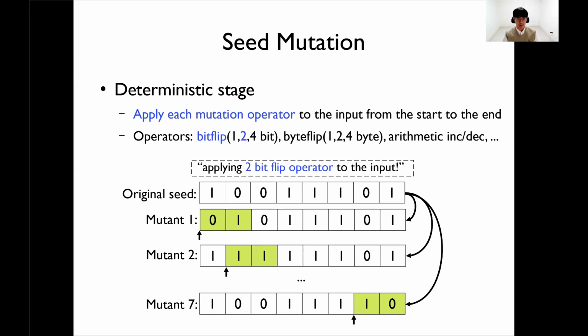For another example, if we are applying the 2-bit flip operator to this input, the first mutant will be generated by flipping the first 2 bits of the original seed from 1, 0 to 0, 1. Likewise, we apply this operator to the original seed in order. In this case, AFL will generate 7 mutants, where the last mutant will differ from the original input only in the last 2 bits.